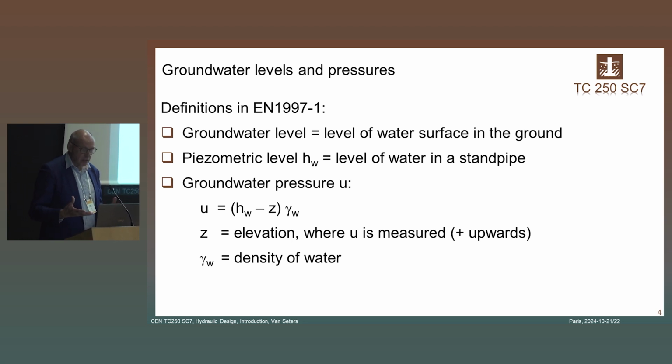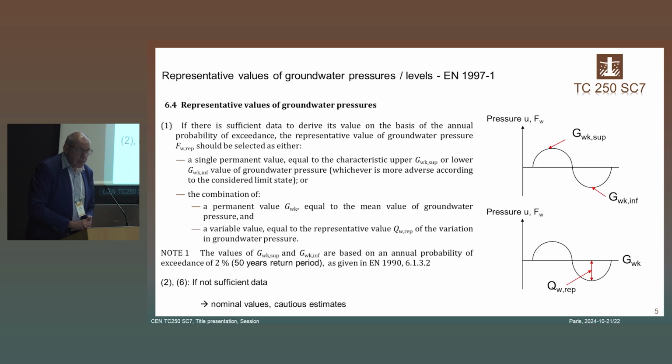And the groundwater pressure U is related to the groundwater level which you measure. So Z is the elevation, and HW is then your piezometric level. So you can convert easily between levels and pressures. Then having those measurements, how do we get representative values of groundwater pressures? Because that's what we really are interested in.